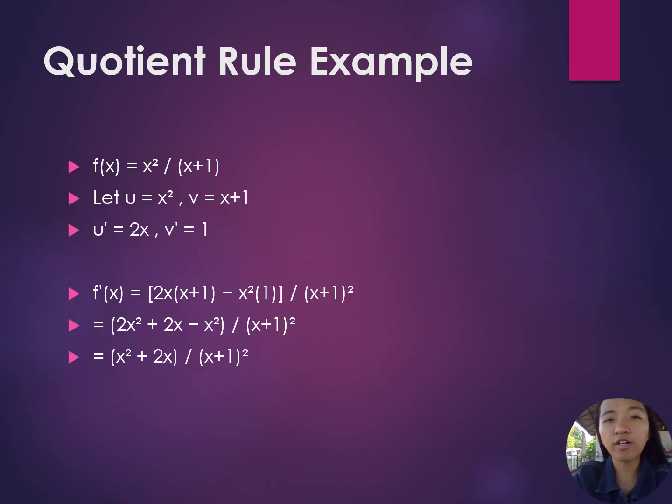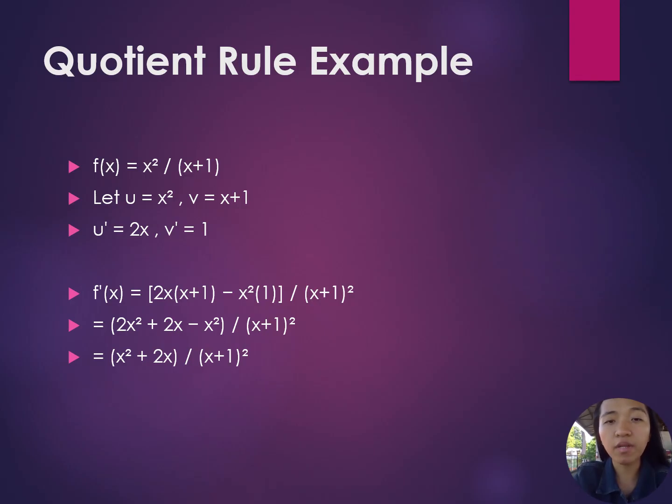So now let us look at this example. Suppose f of x equals x squared divided by x plus 1. Let u equal x squared and v equal x plus 1. The derivative of u is 2x, and the derivative of v is 1. So applying the quotient rule, we get f prime of x equals 2x times the quantity x plus 1 minus x squared times 1, all over x plus 1 squared.